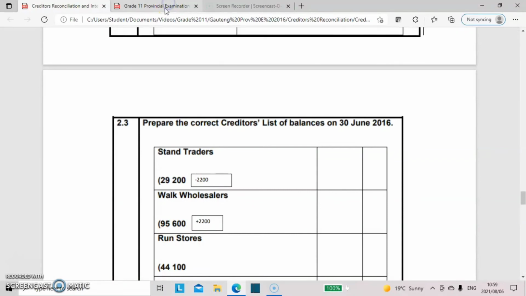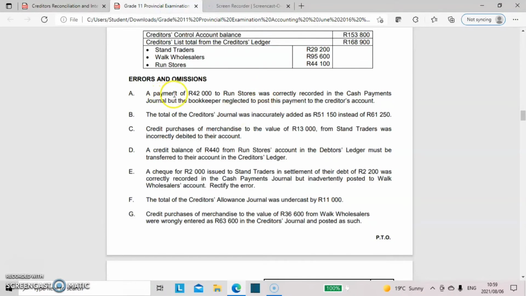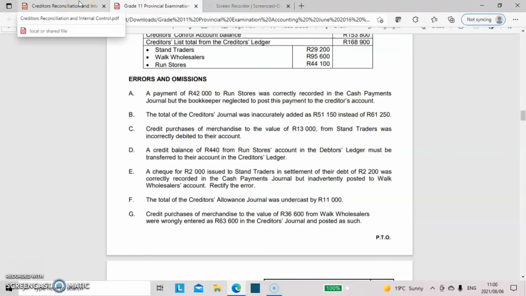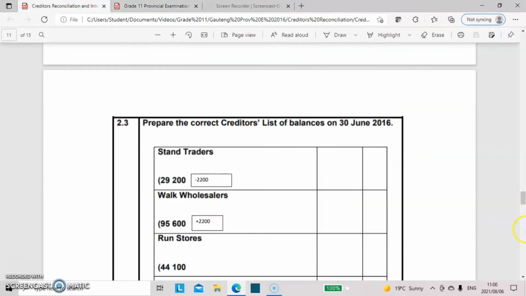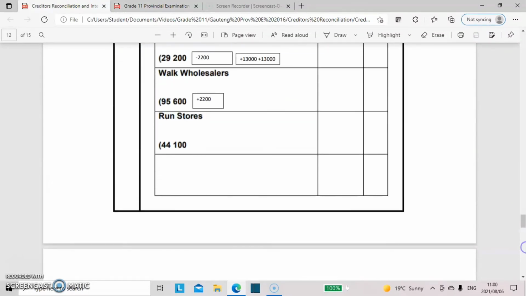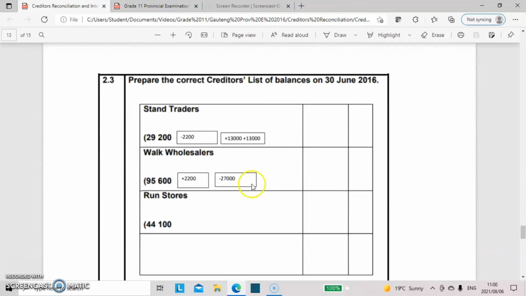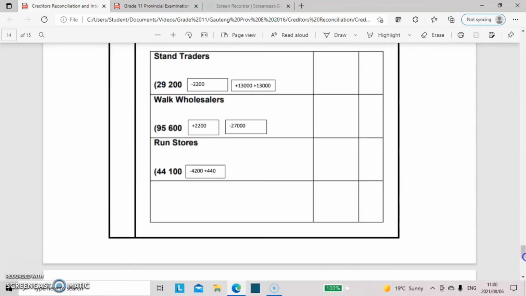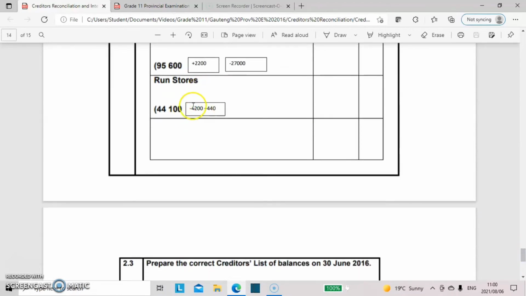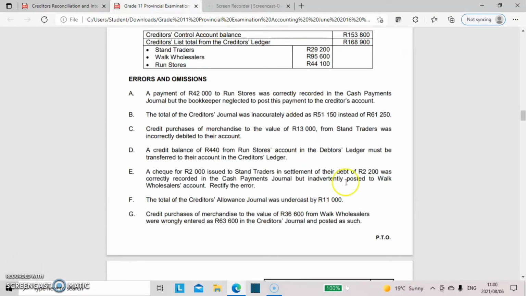I'm going to actually start from number A. So this 42,000 was correctly added, but we didn't put it to the creditors account. Okay, so we're going to decrease Run's creditors account by 42,000 Rand. Let me show you. So we're going to decrease it with 42,000 Rand here. I made a mistake. It's not 4,200.